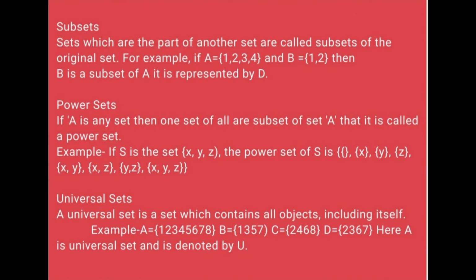Subsets. Sets which are part of another set are called subsets of the original set. For example, A equals {1, 2, 3, 4} and B equals {1, 2}. Then B is a subset of A. It is represented by the subset symbol.